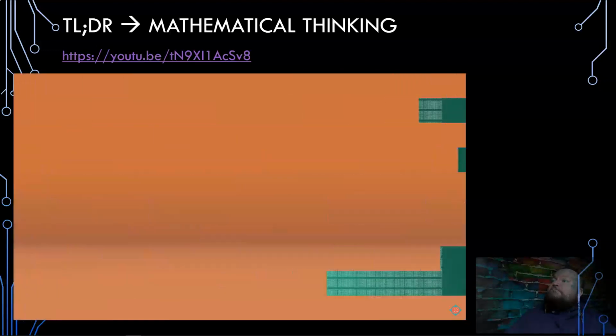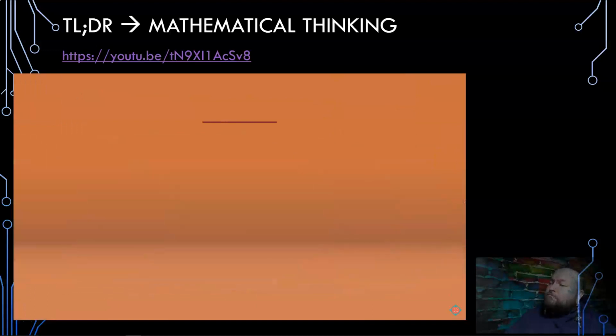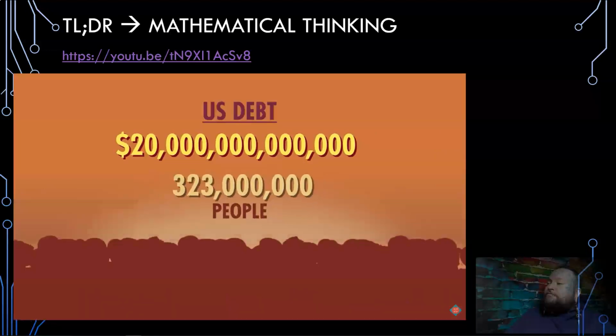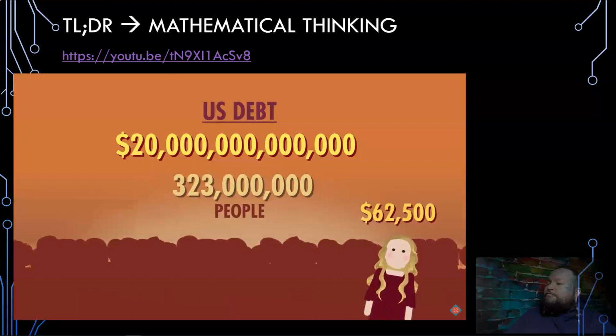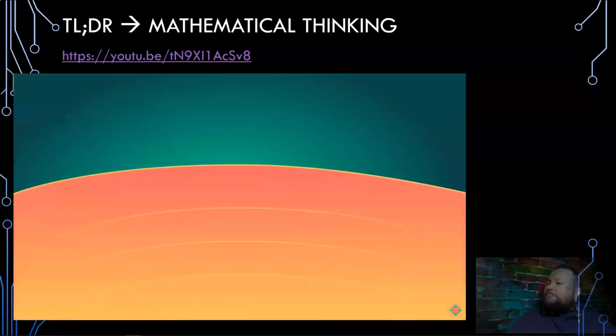There are other good ways to try to make sense of big numbers. You can try to put the number in context. The US debt is in the neighborhood of $20 trillion. About 323 million people live in the US. So the debt owed for each person is about $62,500. You can also turn a big number into a unit of measurement that you're more comfortable with.